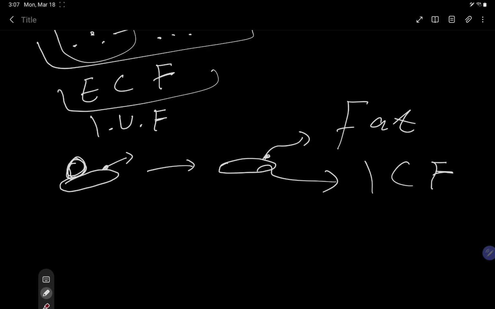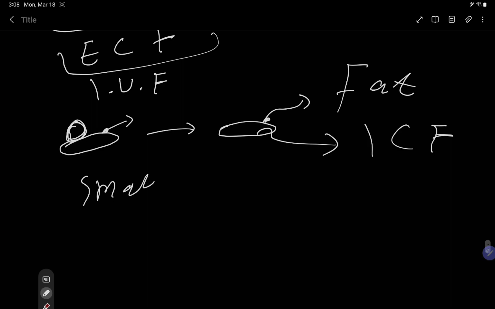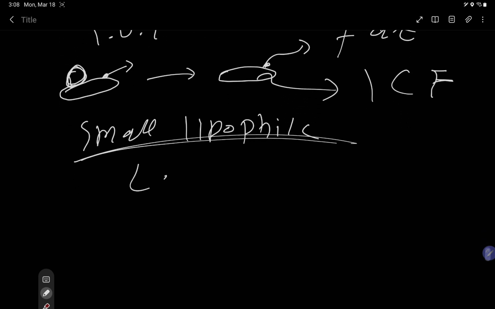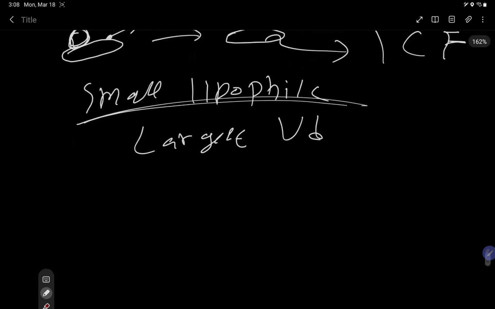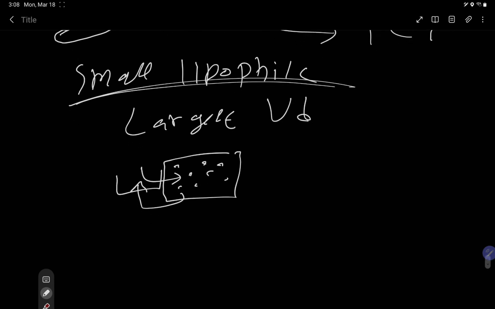Maybe they don't need albumin to transport. I don't fully understand that, to be honest, but a small lipophilic substance has the largest volume of distribution because it has high affinity for fat. So this is plasma and this is fat. Plasma will deliver it to fat, it will stock in the fat, and it will not return to plasma. So it will be stored in the fat.